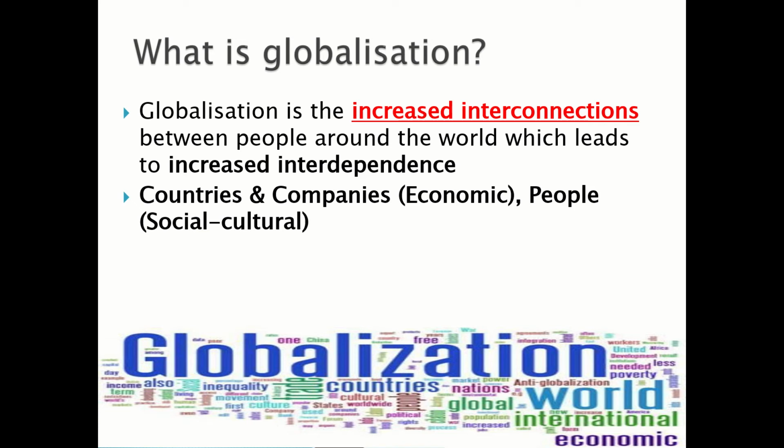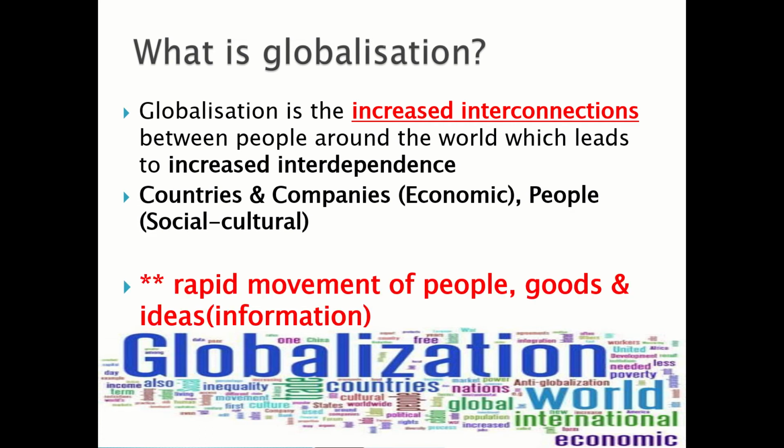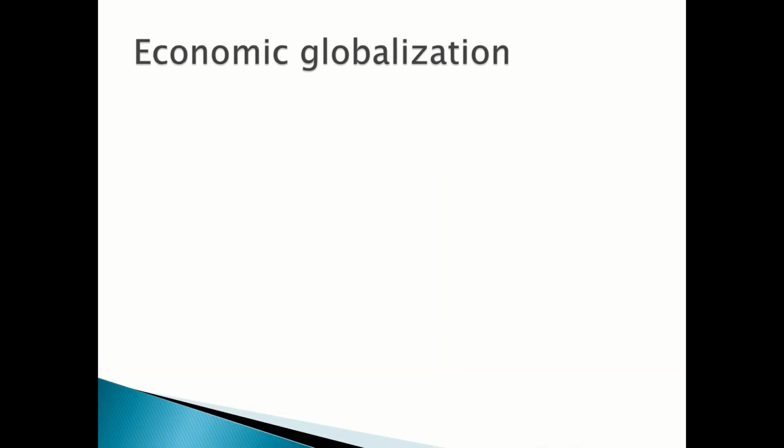Okay. So other than interdependence and interconnectedness, of course, for economic globalization, we are looking a little bit more on how it affects the countries and companies. And for social culture, of course, we're looking at how it affects the people. But for today's lesson, we are focusing more on the countries and how the different companies are affected by globalization. So basically the main idea that we should be seeing in your SRQ answers is how globalization leads to rapid movement of people, goods and ideas or information.